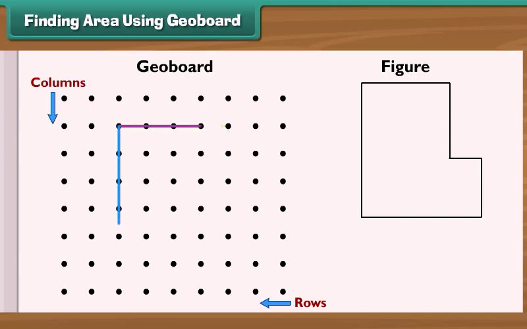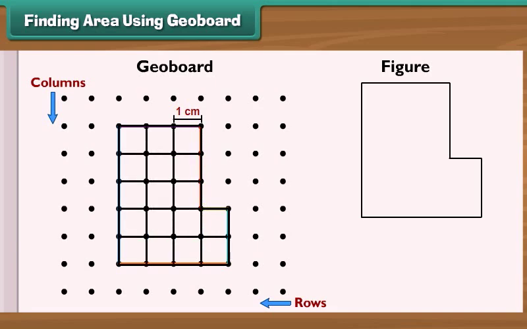First, draw 5 lines of lengths 5 centimeter, 4 centimeter, 2 centimeter, 1 centimeter and 1 centimeter on paper as shown in the figure. The distance between any two adjacent dots in the geoboard is 1 centimeter. Join the dots to create a closed figure. Now join all the dots inside the figure horizontally and vertically to form square blocks as shown in the figure.